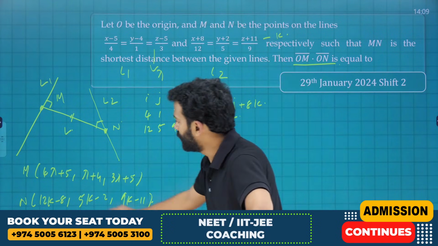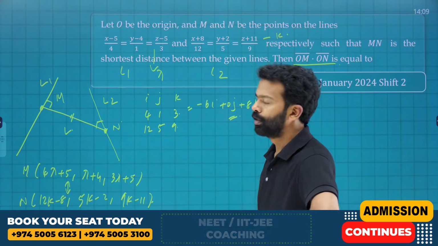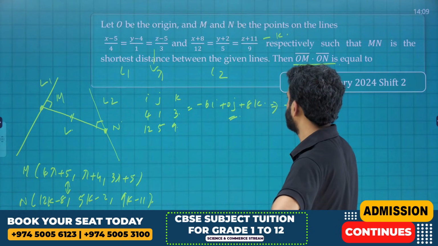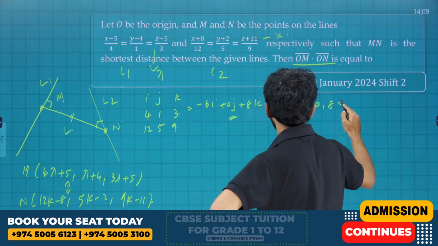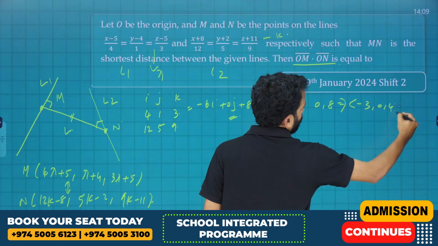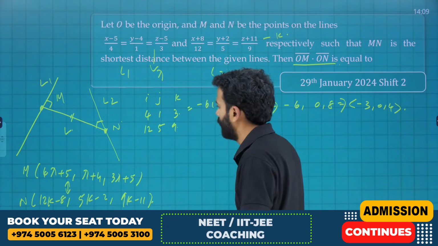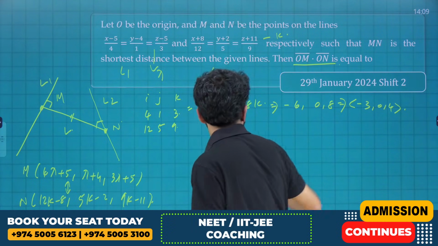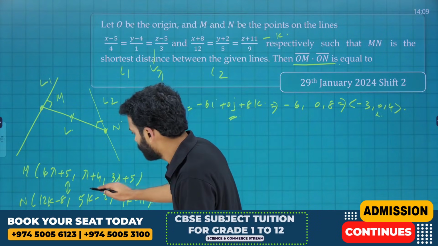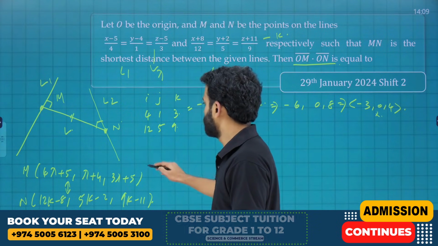So the direction ratios of this line are proportional to this one, right? The direction ratios can be expressed as minus 6, 0, 8, which can be further reduced to minus 3, 0, 4. So if you subtract, you should get the corresponding values like 4 lambda plus 5. See, the middle direction ratio is 0. Therefore, this difference should also be equal to 0. That is, we can start from the beginning.